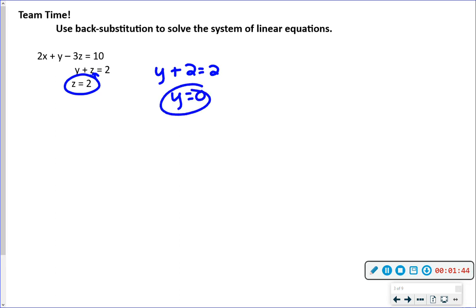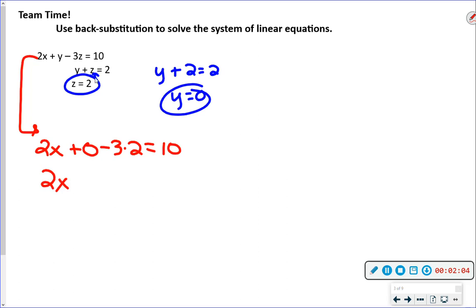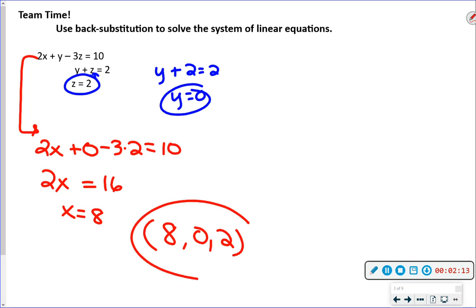Okay, now you are back substituting into that first equation. Again, I'm going to write it down here so you have room to work. Y is 0, z is 2. Take a second, figure out what x is. All right, you should come up with x equals 8, because we're going to have minus 6 here, which we're going to add over, 10 plus 6, 16. X equals 8. So final answer, ordered pair style, x, y, z. Those aren't so bad. So that's the first couple problems on your homework.